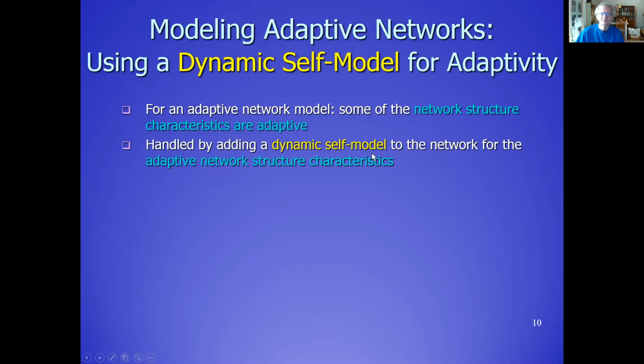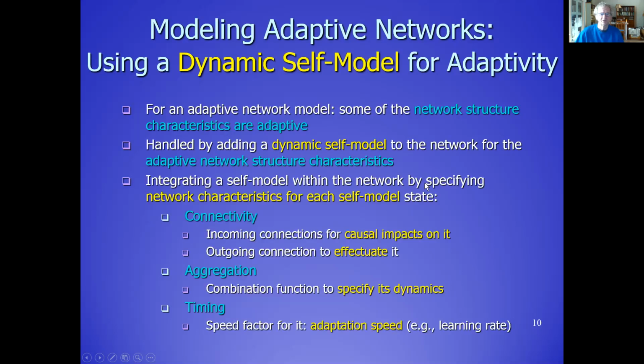Just by having this dynamic self-model, you have an adaptive network structure for the characteristics that are in that dynamic self-model. Of course, these self-model states have to be integrated in the network as a whole. You have connectivity with incoming connections for the causal impacts on it. You have outgoing connections to effectuate the value of it. And of course you also have a combination function to specify the aggregation, and speed factors for the timing. They also have explicit representations.